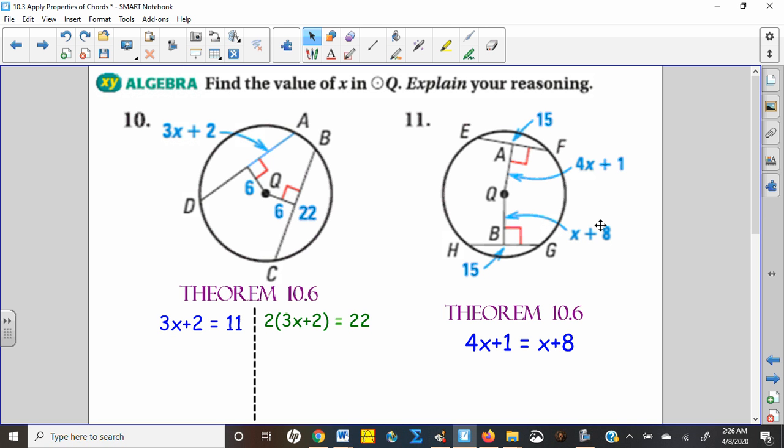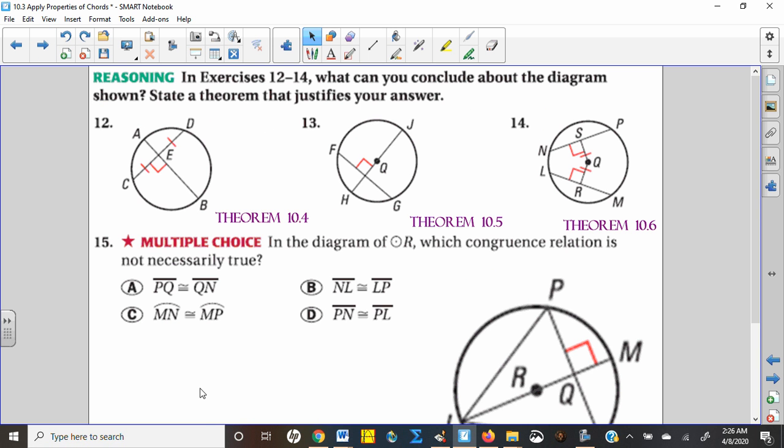And then the last problem was very similar. This time, though, we have the congruent chords to begin with. And so because HG and EF have the same measure of 15, they are congruent. And because they're congruent, they must be equidistant from the center. Remember, if and only if theorems are biconditional. They work in both directions. And so that means that 4x plus 1 has to be equal to x plus 8. I'm not going to solve all those algebra problems for you because I know you know how to do that.